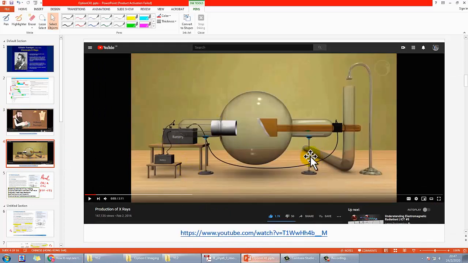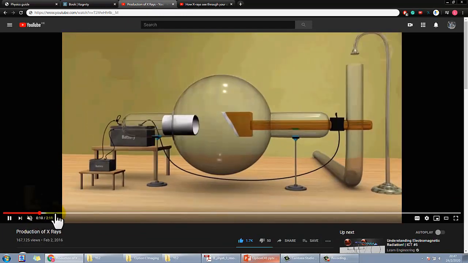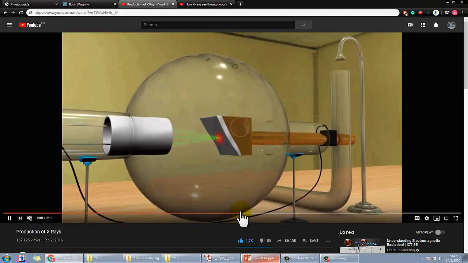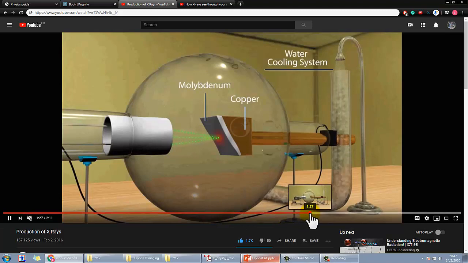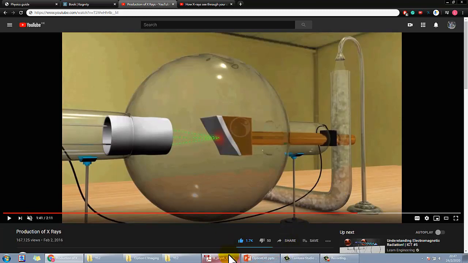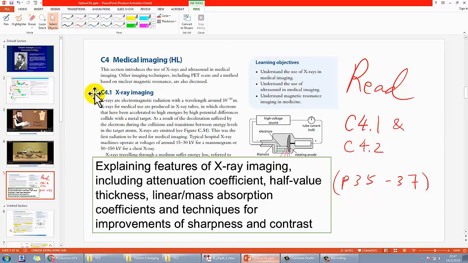Also, there is another video to show you a more technical way to see how we can produce X-ray in the lab. Here is the setup, and again I want you to pause the video and watch this video also before you move on, because only when you understand how it's operated can you understand how we use it in medical imaging. So pause the video now and watch the 2 videos. After you watch these 2 videos, I think you get a much better understanding of X-ray.